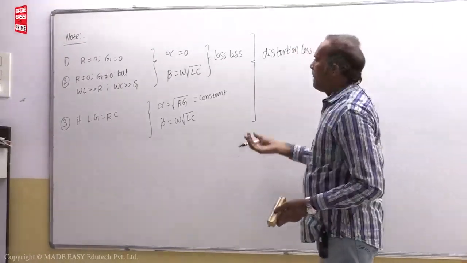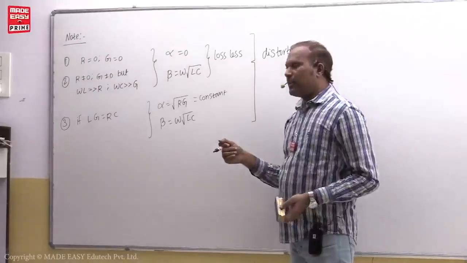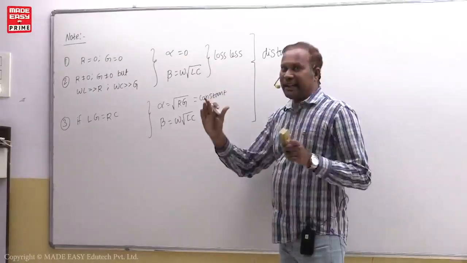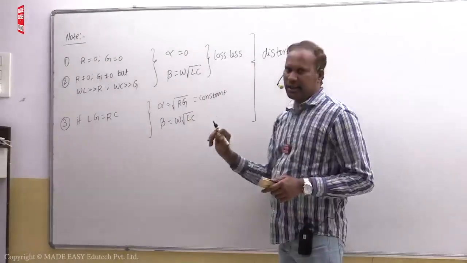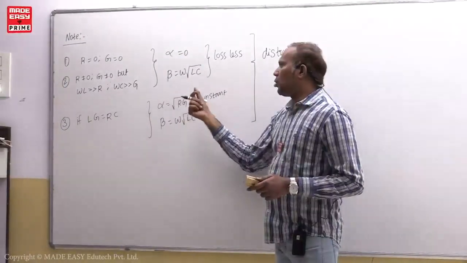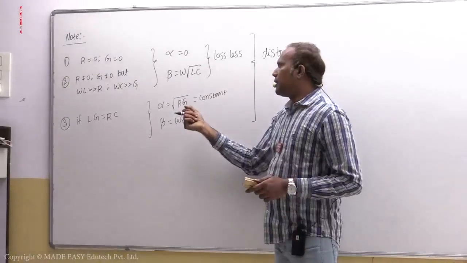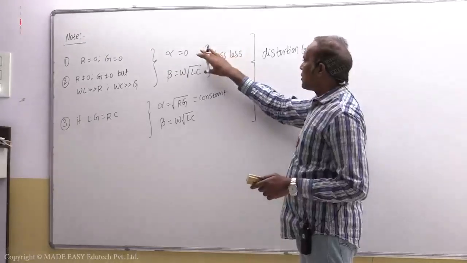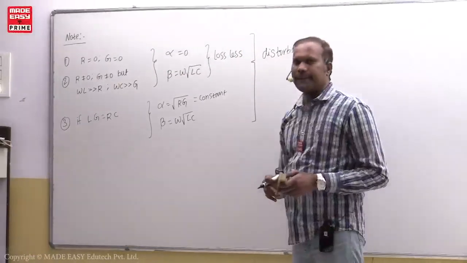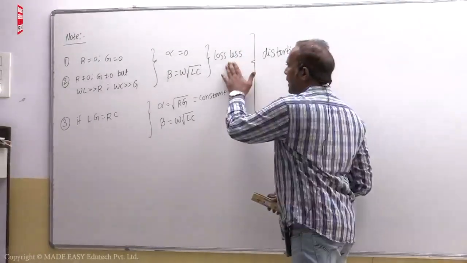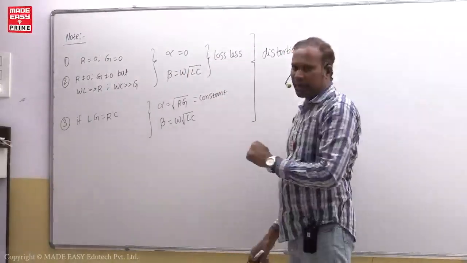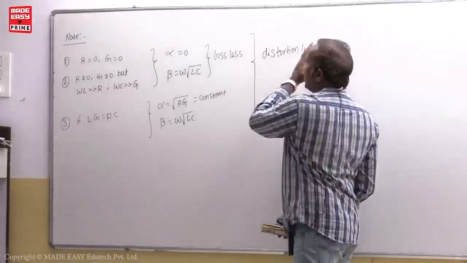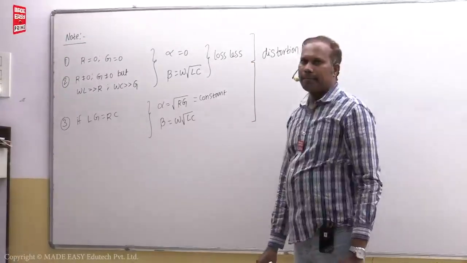Why? For a lossless transmission line, alpha is 0, it is constant. It is not a function of frequency. And beta is proportional to omega, it is a linear function of frequency. So that is why a lossless transmission line satisfies the definition of distortionless, because alpha is constant and beta is proportional to omega. So a lossless line is also a distortionless transmission line.